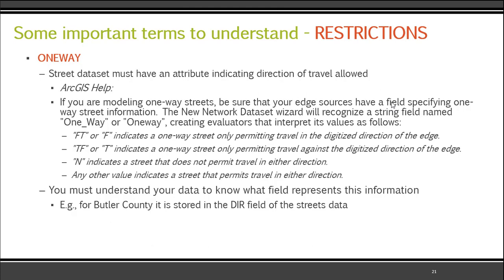In a field of one-way, FT or F indicates a one-way street permitting travel in the digitized direction of the edge. That means from the from node to the to node.